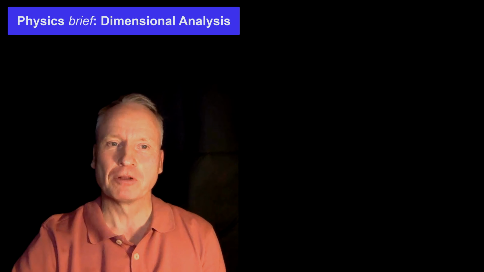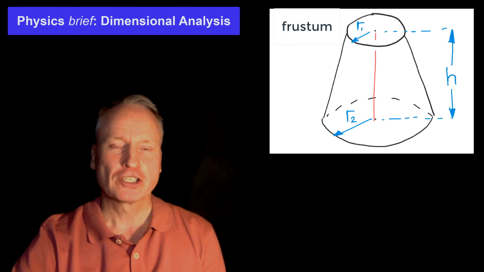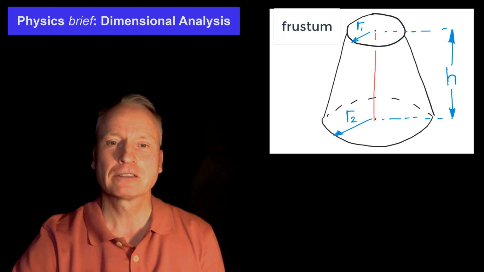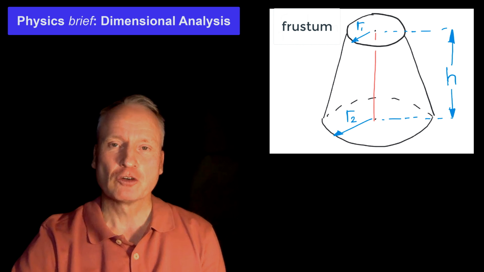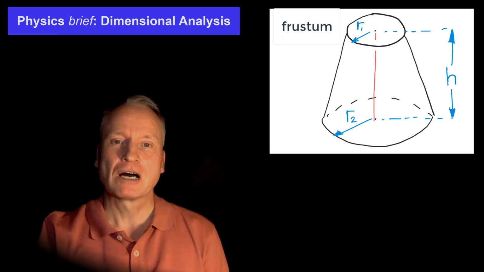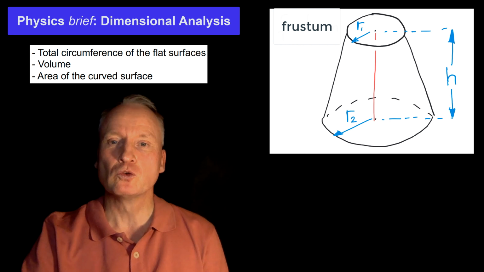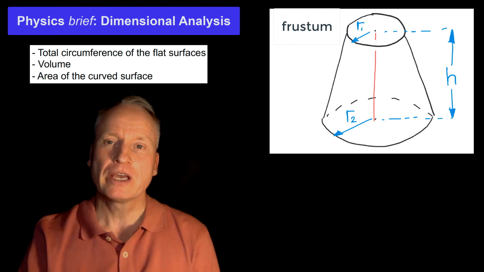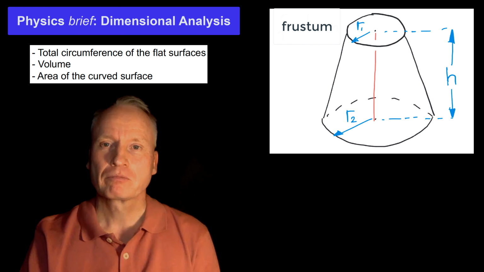Let's look at this example of a frustum, a section of a cone. And if we draw this, we can define an upper radius r1, a lower radius r2. We can define a height, and we might have a textbook that tells us about the geometrical properties of this frustum. For example, the total circumference of the two flat surfaces, or the volume, or the area of the curved surface. And the textbook might give us three equations.